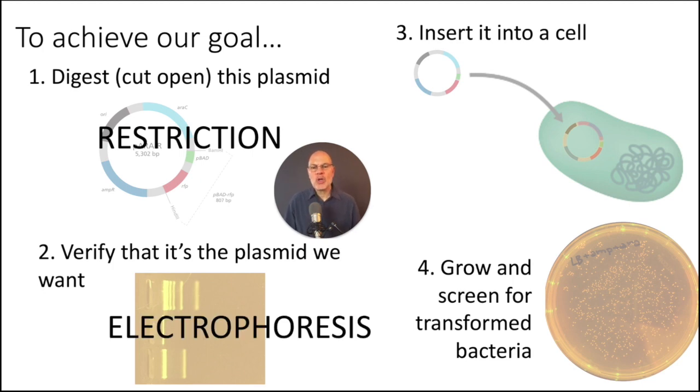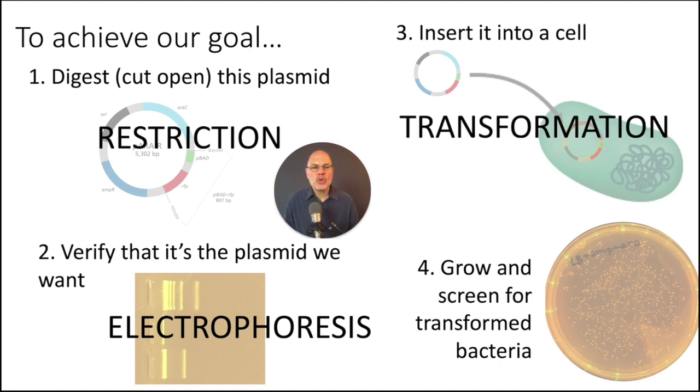The second step is called electrophoresis. It's using an electrical current to push molecules around. The third is called transformation, and there's no special name for the fourth, growing and screening bacteria. But remember those other three terms.